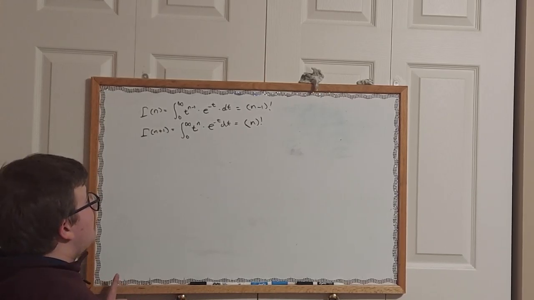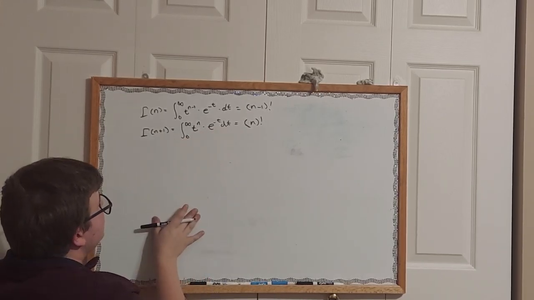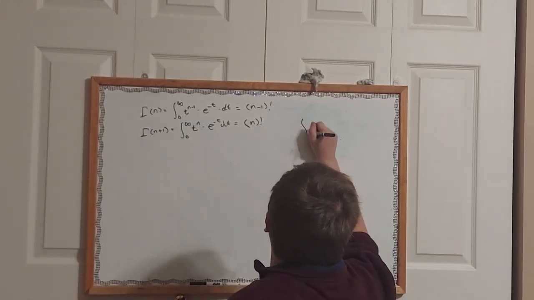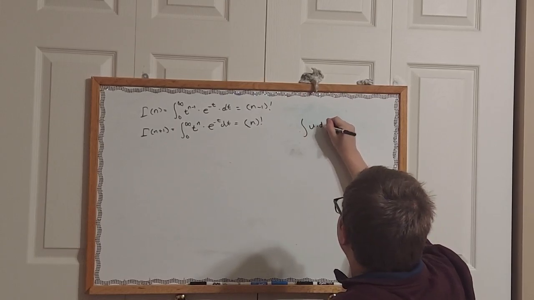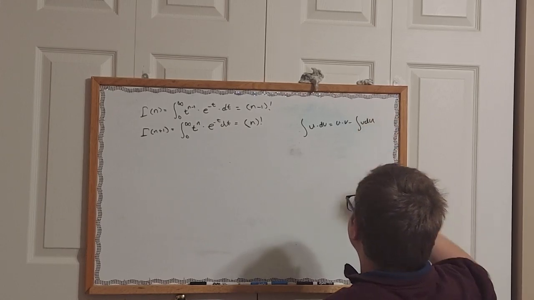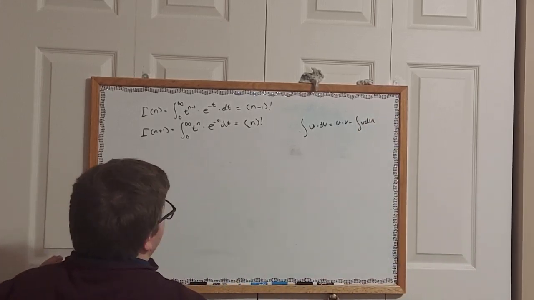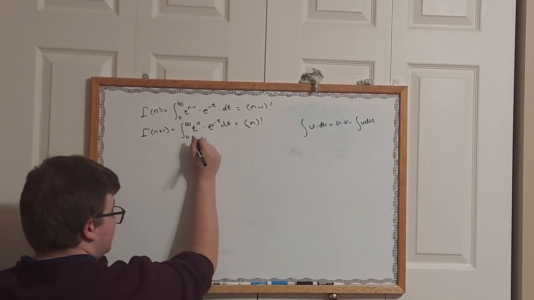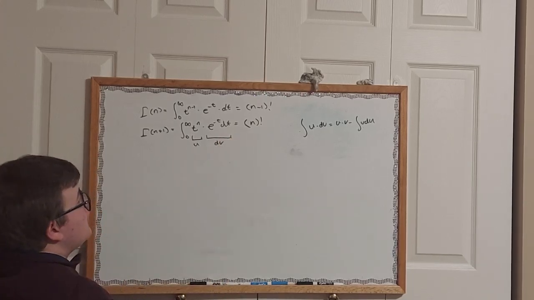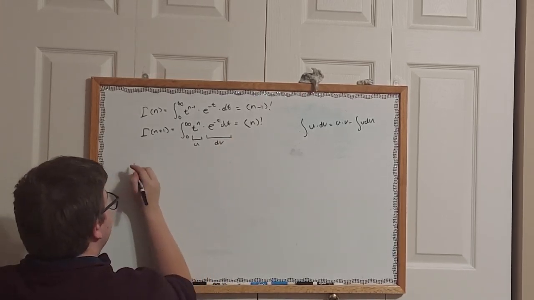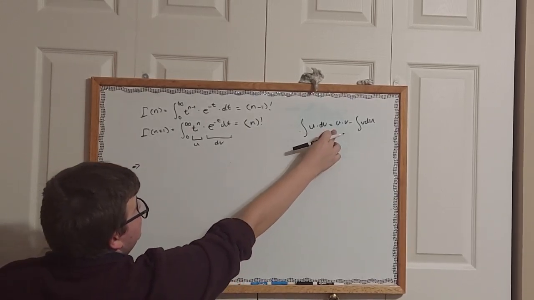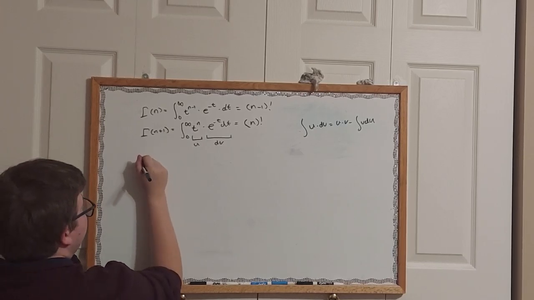So now let's just evaluate this integral. The way we're going to evaluate it is we're going to use integration by parts. Integration by parts dictates that the integral of u dv is equal to u times v minus the integral of v du. So we're going to say this t to the n is going to be our u, and this e to the negative t dt is going to be our dv. So let's define our variables.